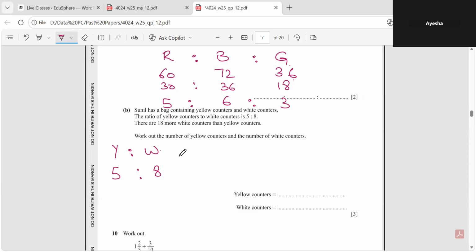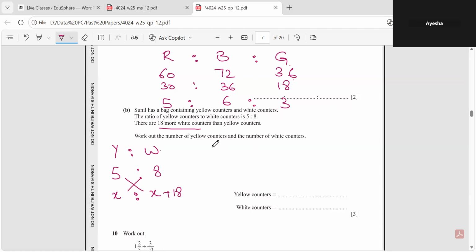Now they say that there are 18 more. So which are 18 more? 18 more white counters. So in the white counter, we have to write, because we do not know how many are yellow counters, suppose we can say this is X. So this will be X plus 18. This is the value. And because we have to work out, we can use the formula for the direct proportion. So we can take a cross multiplication.